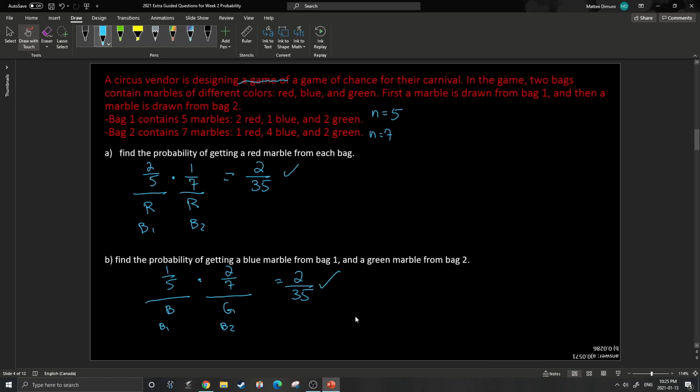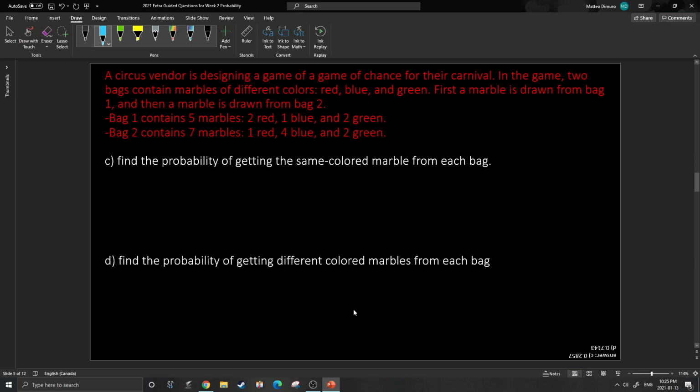So, there you have it. Same question, different sub-questions, I suppose. Find the probability of getting the same colored marble from each bag. Oh, yikes. Well, that one's going to require some thought here. How many ways can I do that would be my first question to me, right? So you kind of think of the sample space so that you can come up with the probabilities.